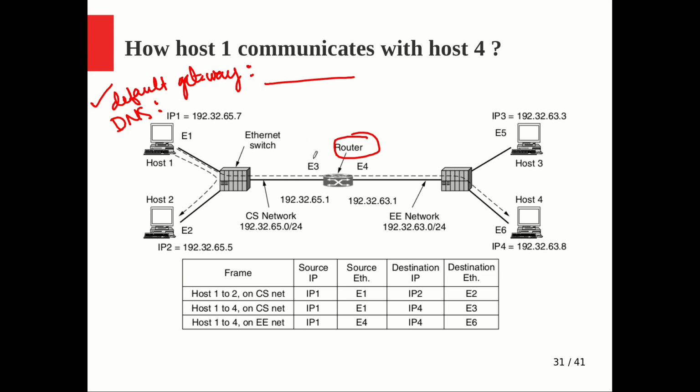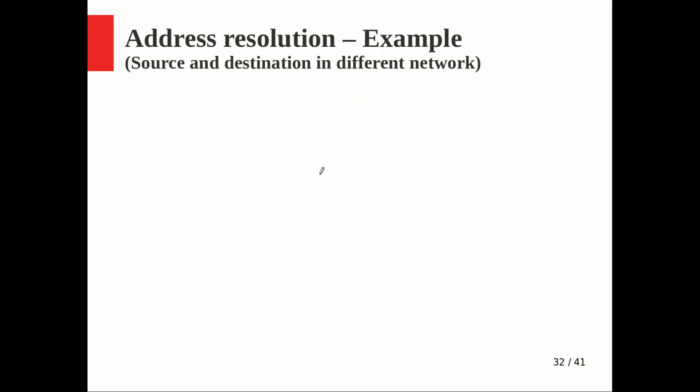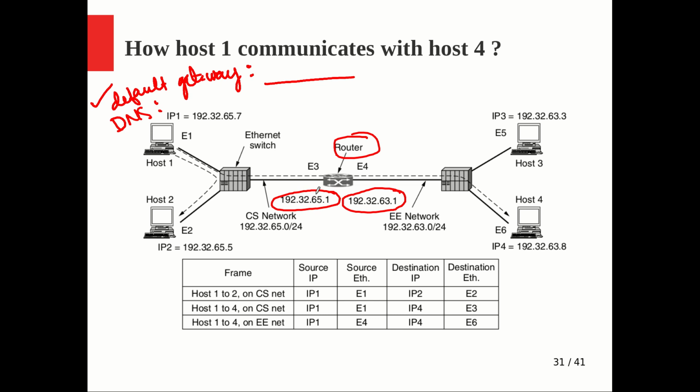The router is part of two different networks, so it has two different interfaces, and each interface gets a different IP address. The same machine gets different IPs. Here it is 192.32.65.1, here it is 192.32.63.1. Host 1 will know the default gateway address to be 192.32.65.1. Once it has the default gateway address, the first step is to hand over the information to the default gateway, through the switch.